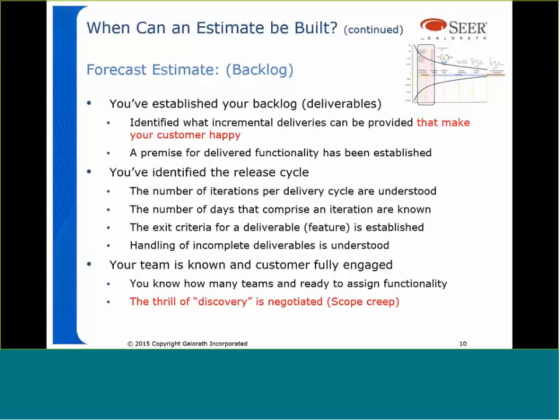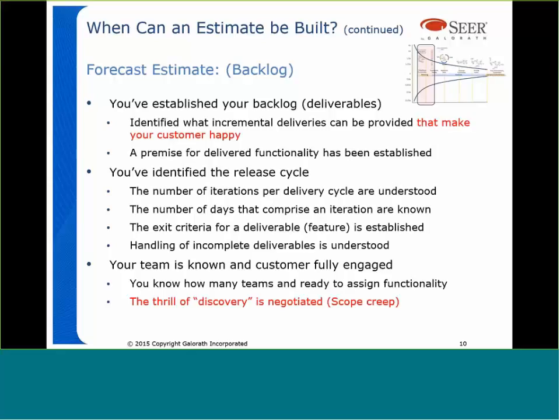Okay, and finally, your team should be well known at this point in time, and your customers should be fully engaged. If you're doing a real Agile project, this is exactly how you're set up. So you already know how many teams you need, how to assign that functionality, and one of the biggest things you need to negotiate at this point in time is that thrill of discovery.